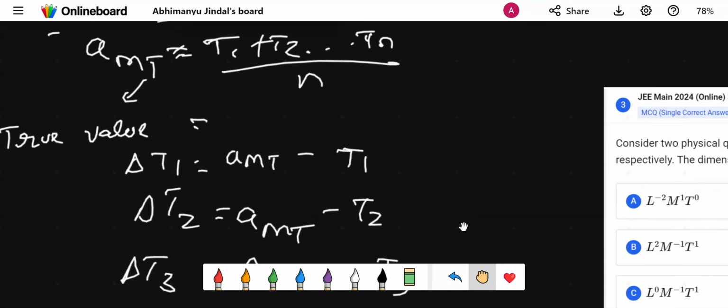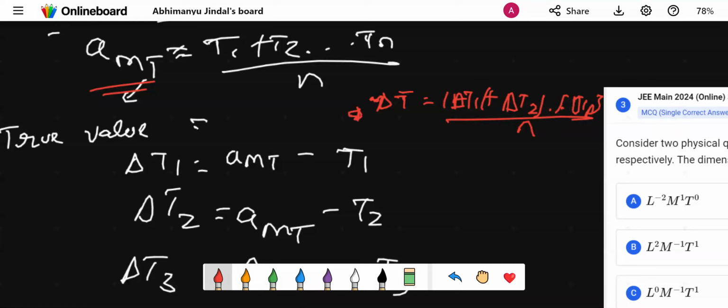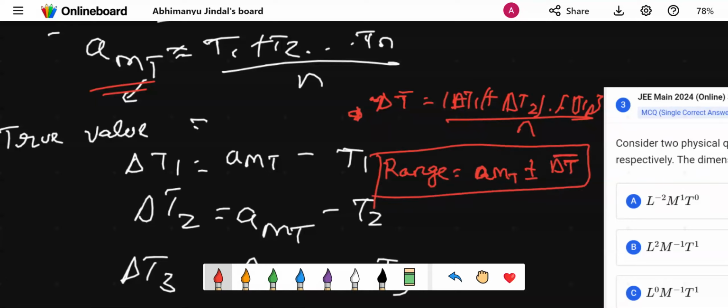Now what is mean absolute error? So this was the mean value. Now the mean absolute error, which is delta T dash, is delta T1 plus delta T2 up to delta Tn divided by n. So this is the average error. So how we represent a value, the range of the value, is AMT plus minus delta T bar. This is how we represent the range of an experiment. This is the range of where a value can lie, right?